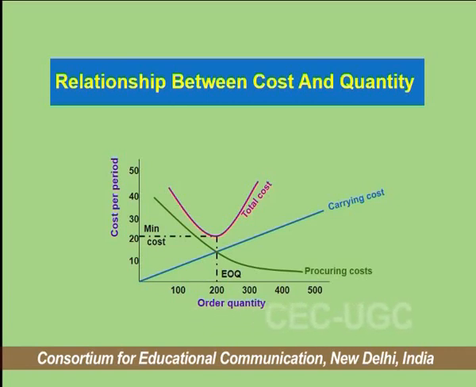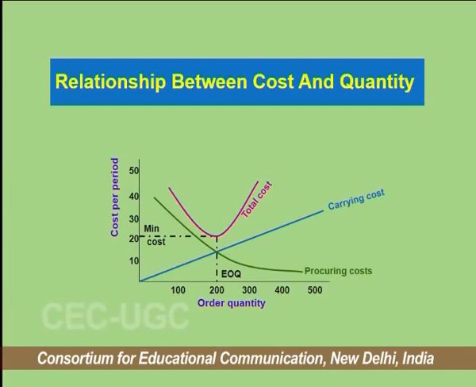You are seeing a U-shape curve. This U-shape curve is showing the total cost. So when we combine these two costs, according to the geometric laws, this is the cost with a hyperbola shape or U-shape, which is the total cost. Now, if you see the minimum point of this total cost, if you draw a perpendicular in dotted lines, it is also touching that point where the two curves are intersecting, that is where the carrying cost and the procurement costs are intersecting.